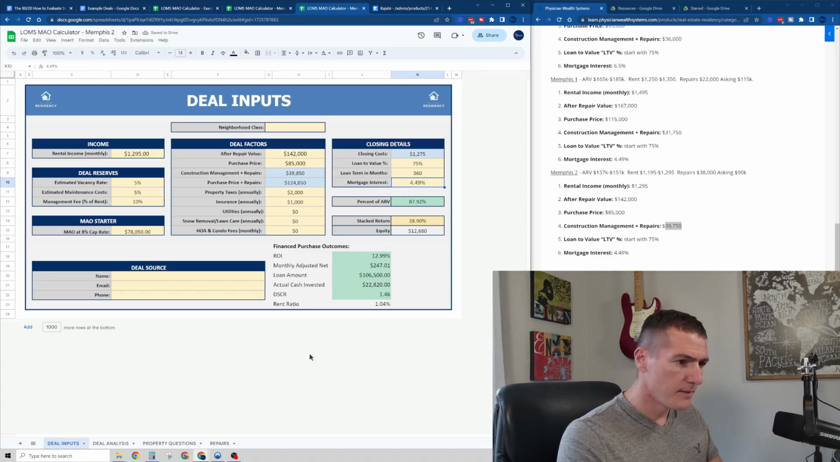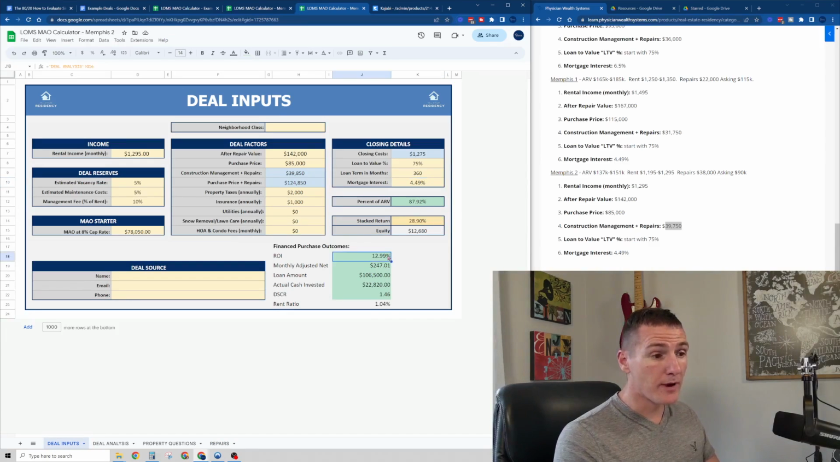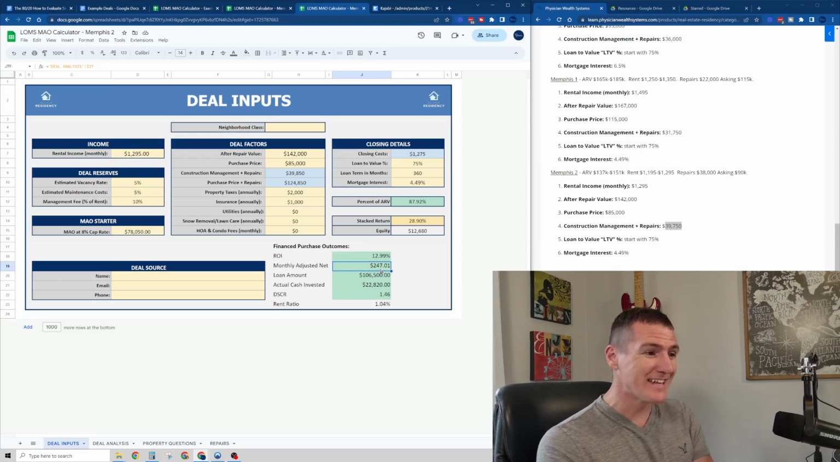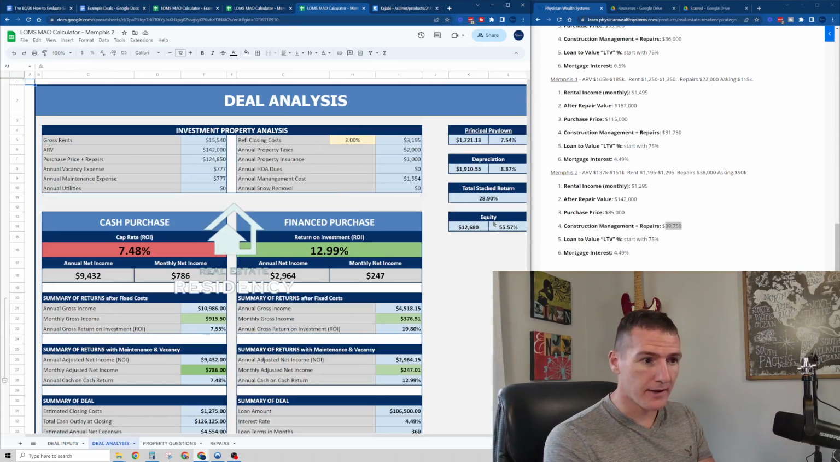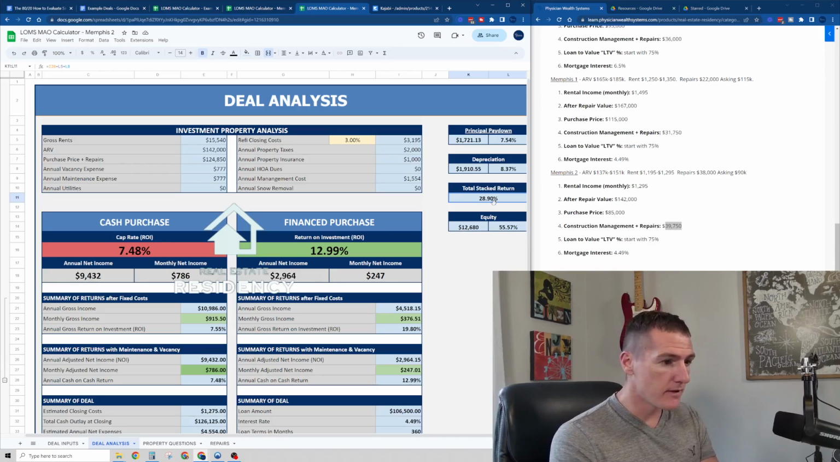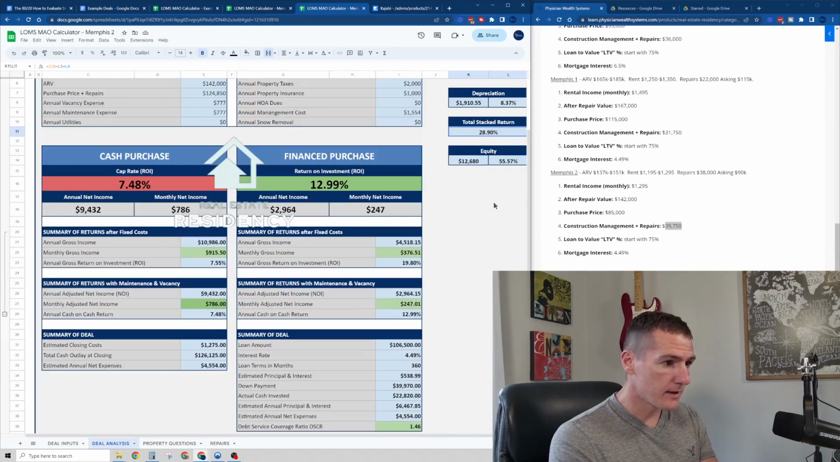Okay. Boom, deal inputs. Beautiful. So this one finished out right around 13 with a 250 a month. Net adjusted, adjusted net income. And if we look at our stack on this one, we're right around the 29 mark. So good deal. And on the cap rate, it was 7.5 on the cash purchase.